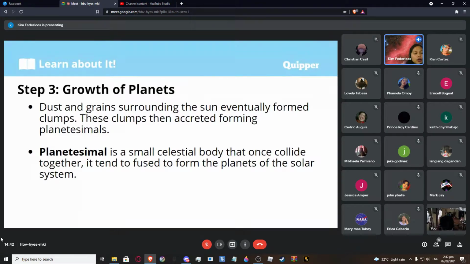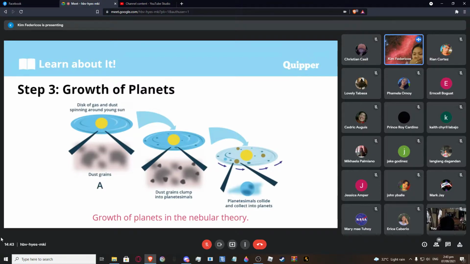Okay. So the growth of planets, so the dust and grains surrounding the sun eventually form a clump. So kani siya mga clump or kaning pagkumpol-kumpol niya then accreted forming a planetesimal. So planetesimal is a small celestial body that once collide together it tend to fuse to form the planets of the solar system. So kani si planetesimal is basically small planet na siya in which mag-fuse sila para maka-form og planeta sa ato ang solar system. And diha na dayon nag-grow na ang ato ang planets. So inani ang nahitabo niya.